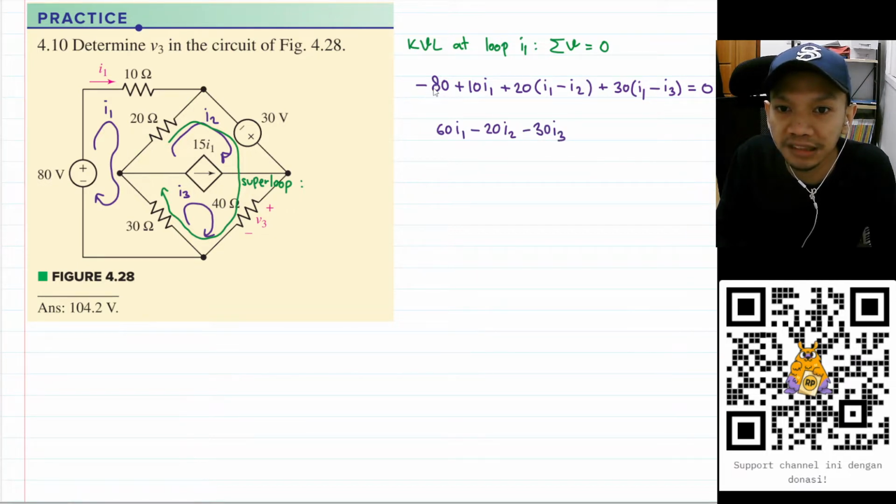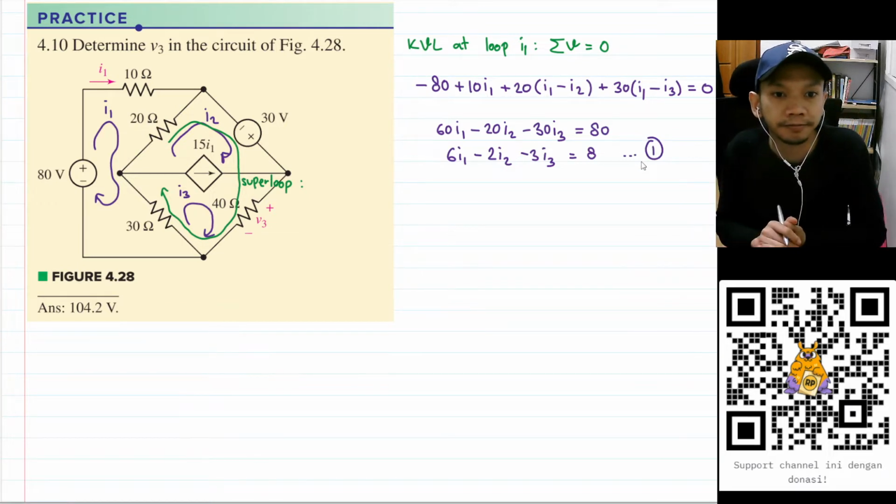And we can put this minus 80 to the right-hand side, so I will have 80. We can divide both sides by 10, so I will have 6I1 minus 2I2 minus 3I3 is equal to 8. We should call this equation number 1, because there is nothing more we can do from here.